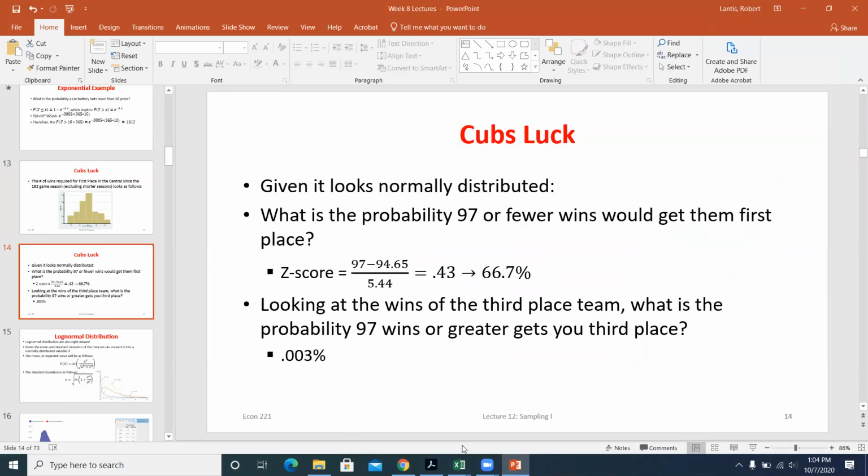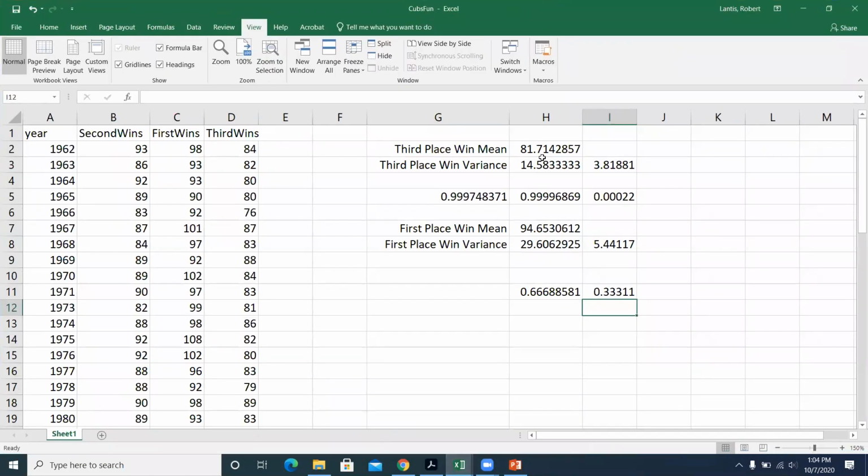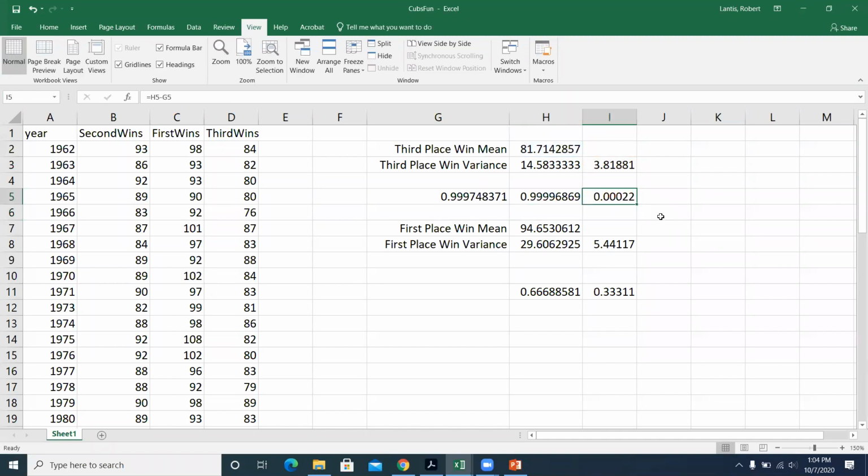What's the probability that if you get 97 games or more, you get 3rd place? So I set that one up on the same thing. But obviously the number of wins that would get you 3rd place is a lot smaller of a mean. So I did the exact same thing. I used that norm.dist function. Use that value of 97, mean, standard deviation, (1) to make it cumulative. I get that probability was what, 0.02%, right?